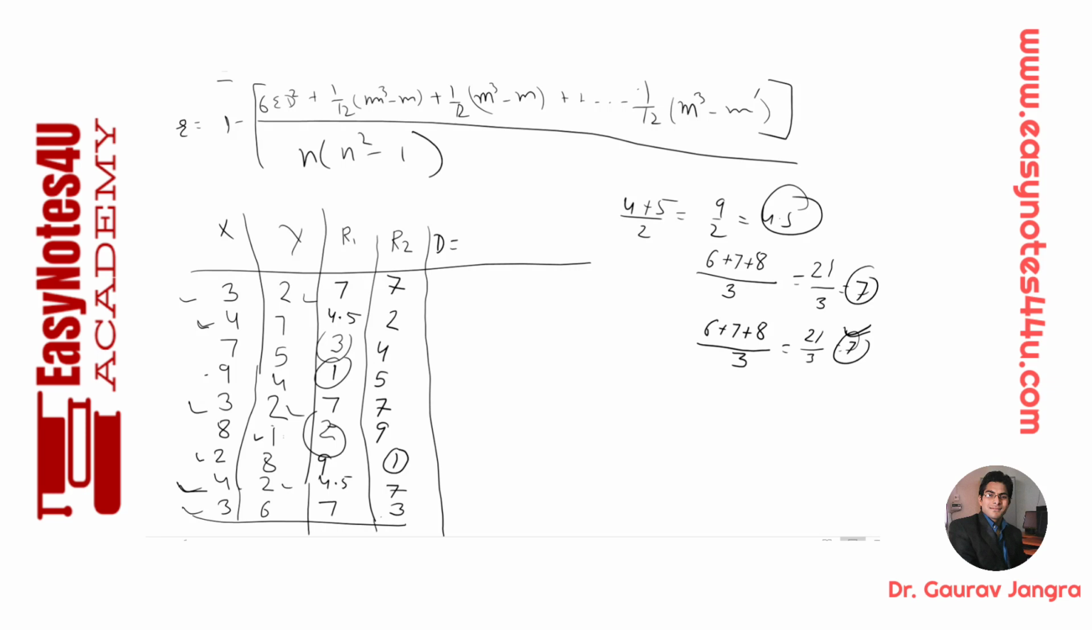Then after that we have to calculate D, meaning R1 minus R2, and then D square. So 7 minus 7 is 0, 4.5 minus 2 is 2.5, 3 minus 4 is minus 1, 1 minus 5 is minus 4, 7 minus 7 is 0, 2 minus 9 is minus 7, 9 minus 1 is 8, 4 minus 5, 4.5 minus 7.